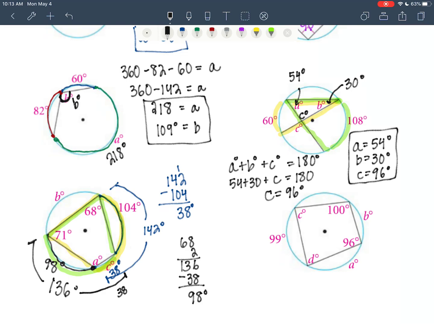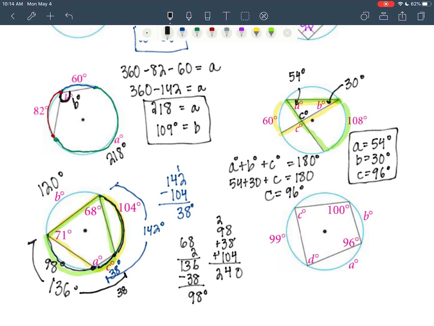So I'm making my way all the way around the triangle. So I've got 98, 38, and 104. 98 plus 38 plus 104, I add those together. 12, 13, 14. So I've got 240 degrees. That's going to leave me B being 120 degrees. So that's good stuff right there. That's excellent stuff right there.